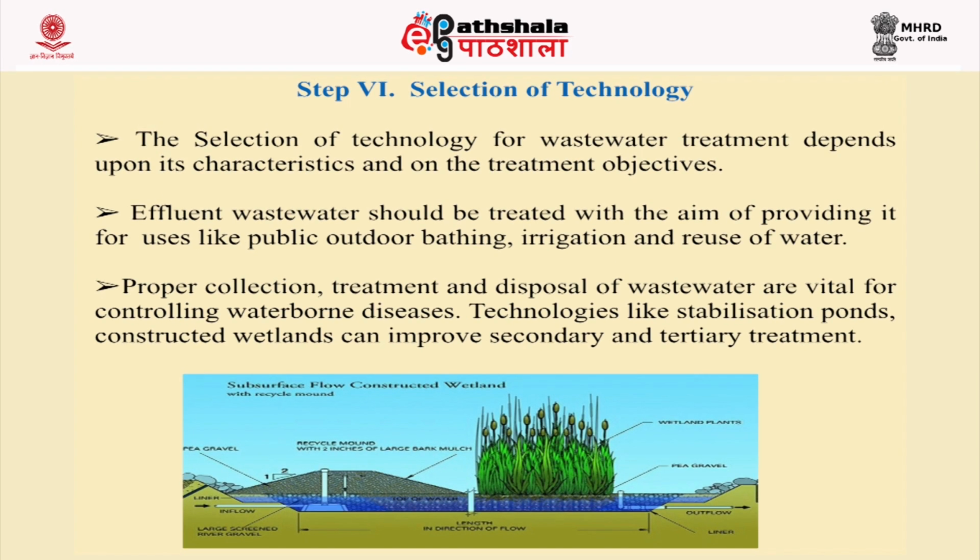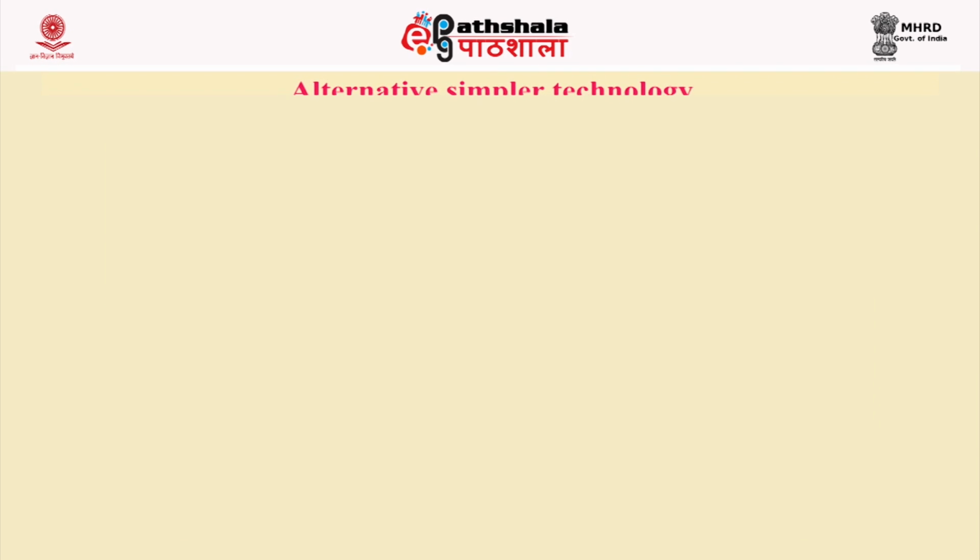The figure is showing a constructed wetland. It consists of an inlet for intake of wastewater flowing through a bed consisting of plants, and an outlet for discharging of treated water. Next is alternative simpler technology.